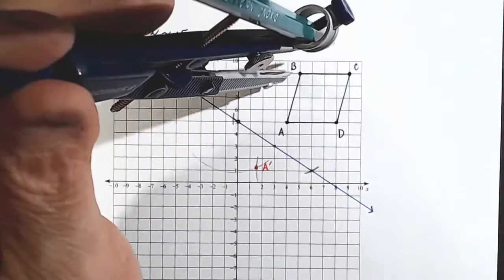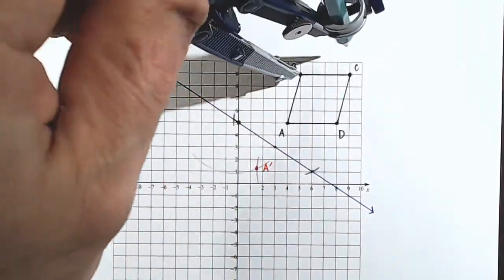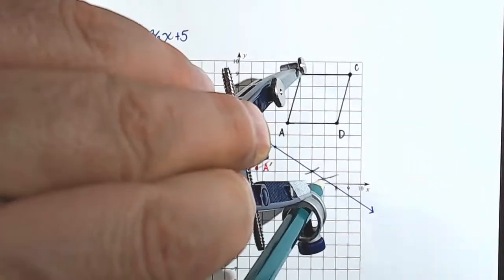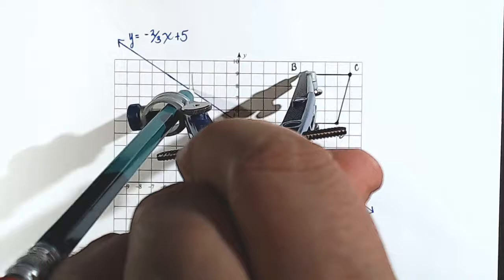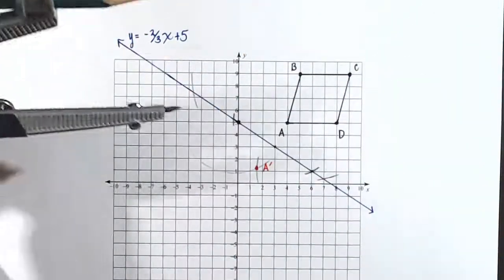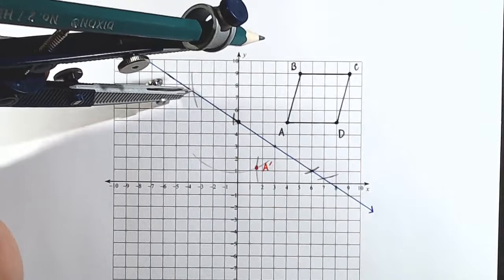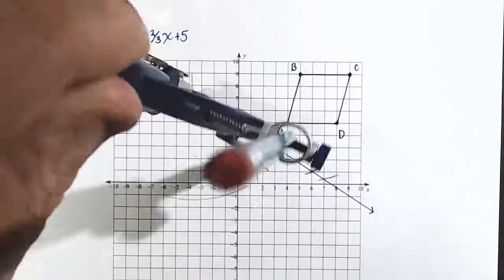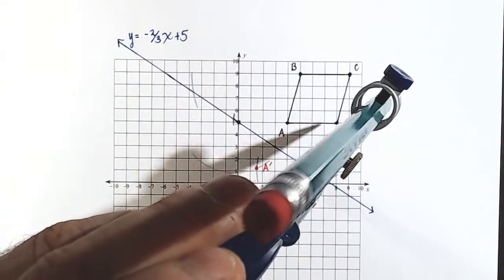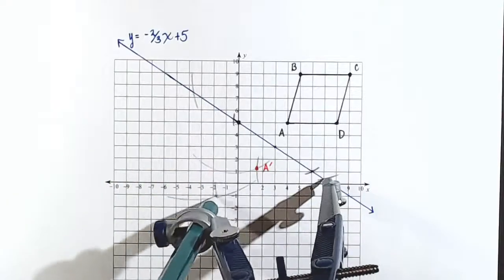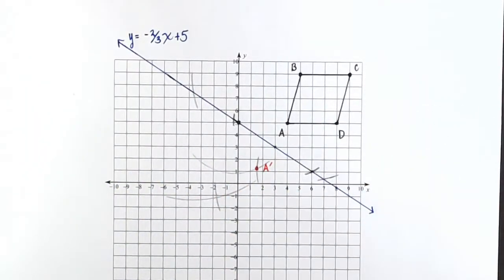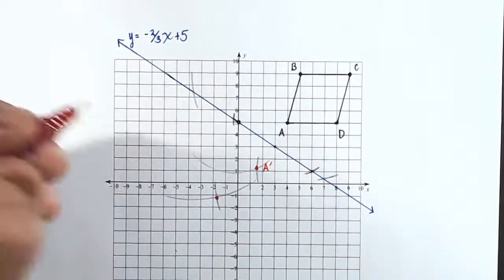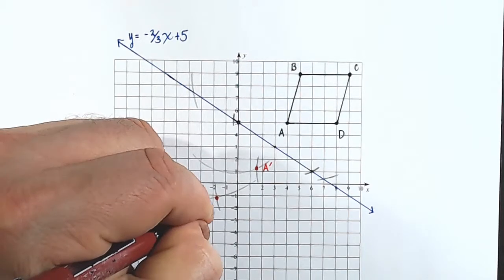Let's do B. So for B, I'm going to expand the compass out, swing this around, mark a point there, and then another point over here. Okay, and now I'll swing a big arc through here, and then also one more. All right, and I see B prime crossing right here. Okay, this is B prime.